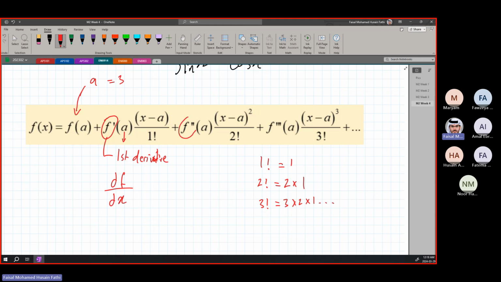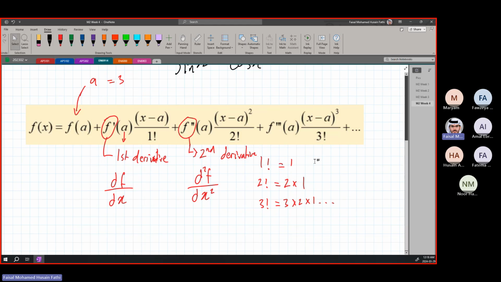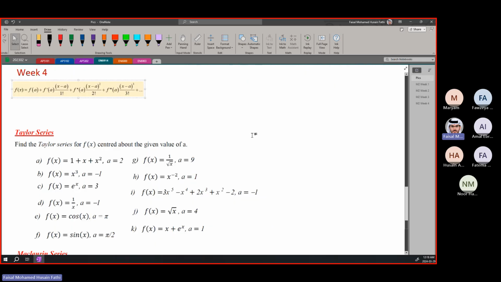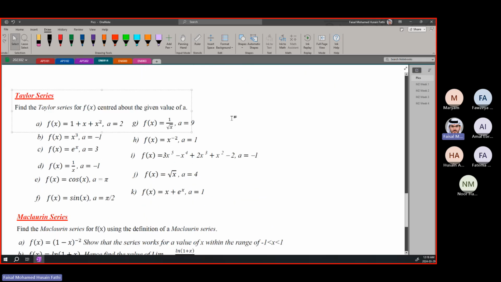And then you go to f double prime. So this is your second derivative. It's d2f by dx squared. Basically you'll be differentiating twice, so here you will find the derivative of f of x, and then you will do the derivative of the derivative of f of x, and that's basically all it is. And you just apply this equation, put in the values, and you can solve any question. Very straightforward. So let's start with the very first question.